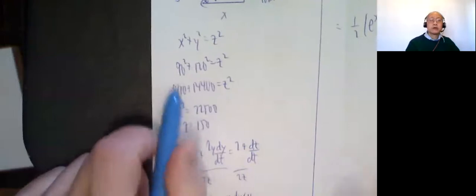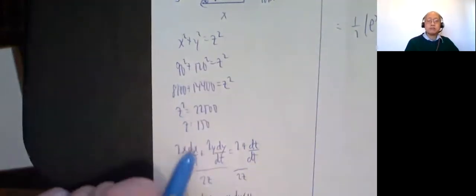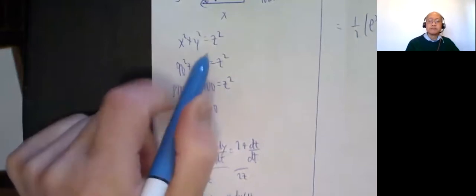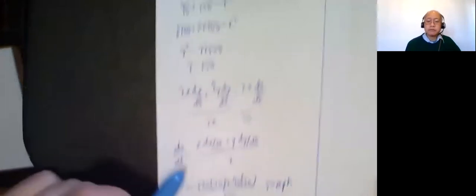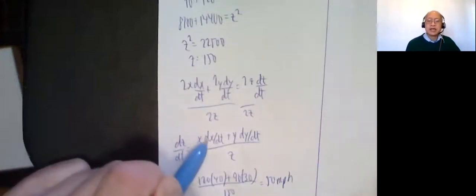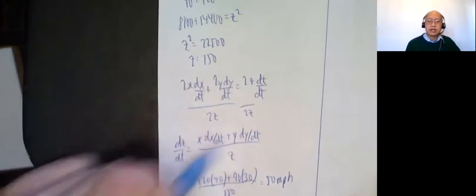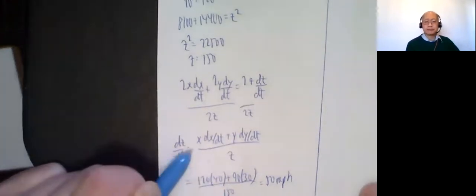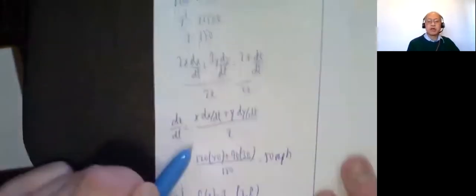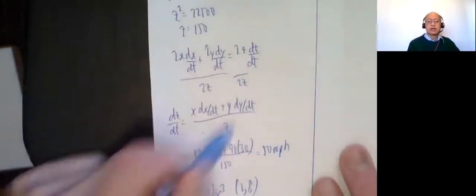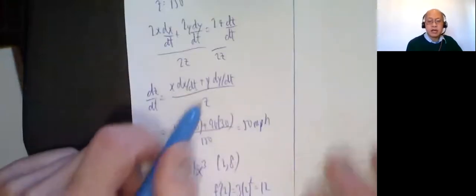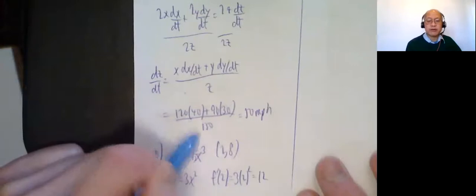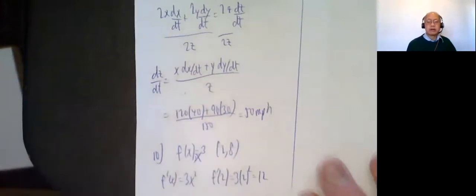Okay, so 2x dx/dt plus 2y dy/dt equals 2z dz/dt. Divide both sides by 2z, the 2's cancel out. So dz/dt is x dx/dt plus y dy/dt, all divided by z. And now I plug in. So x was 120, dx/dt was 40. So 120 times 40 plus y times dy/dt. Y is 90, dy/dt is 30. So 90 times 30 divided by z, which is 150. Punch it in your machine, 50 miles an hour.